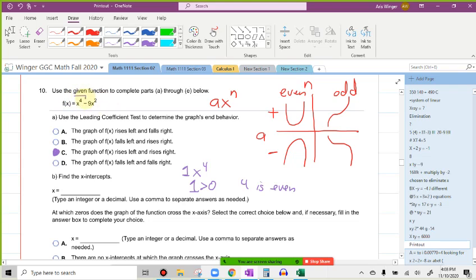So you're looking for the highest power, which is x to the fourth, and you care about the number in front of the x to the fourth. Because it's not there, it's a one. And because one is positive and 4 is even, it's going to have this behavior that it rises to the left and it rises to the right. Okay, I get it. Thank you. Yep.